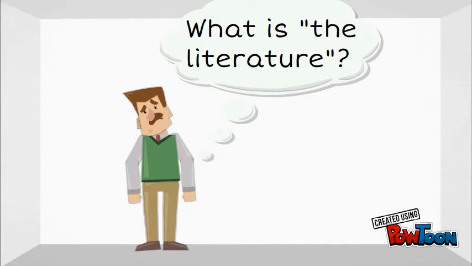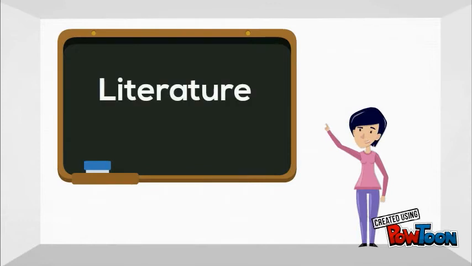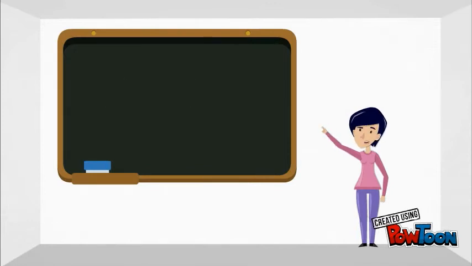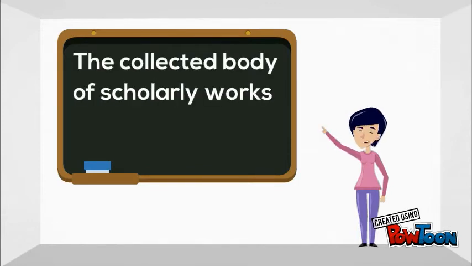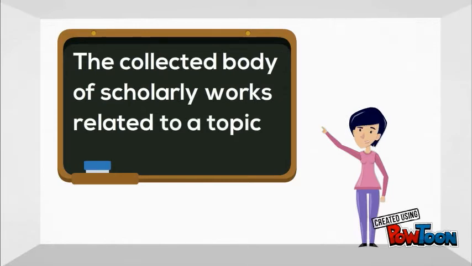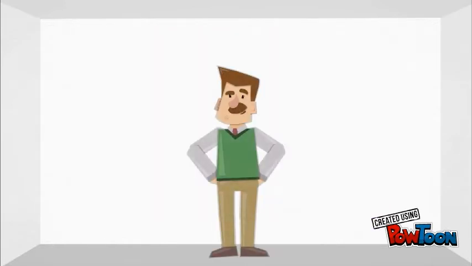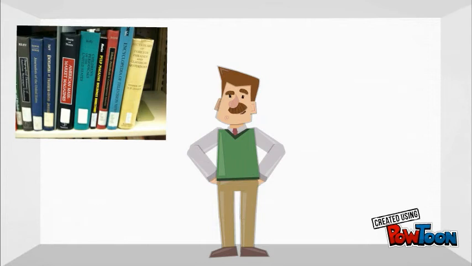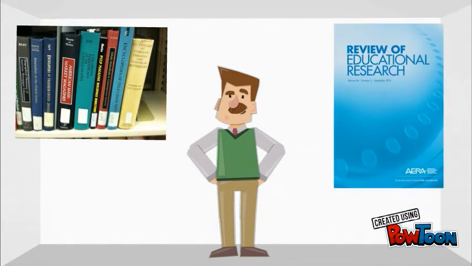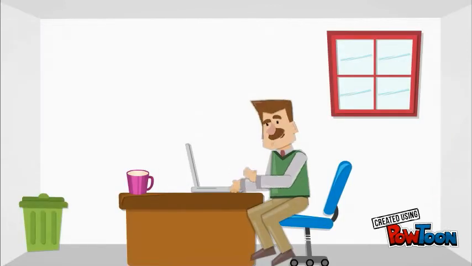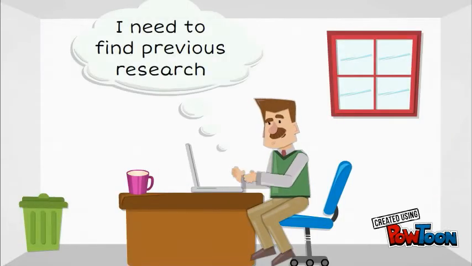Jeff soon learned that, in the academic world, the term literature is often used to describe the collected body of scholarly works related to a topic. In most cases, the literature consists of scholarly books or articles published in academic peer-reviewed journals. So, when Jeff was told he needed to review the literature, this meant that he needed to find previously published scholarly sources relevant to his topic.